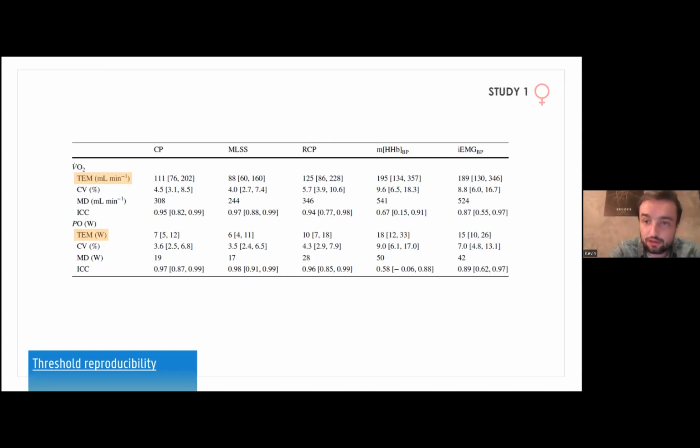If you look at the local thresholds, you can see that the typical variation is already a bit higher, up to 200 milliliters per minute and 15 to 18 watts. Okay, so that's the first finding. If you look at reproducibility of those thresholds, the whole-body thresholds, so the first 3, seem to be more reproducible than the 2 at the right, the more local thresholds.